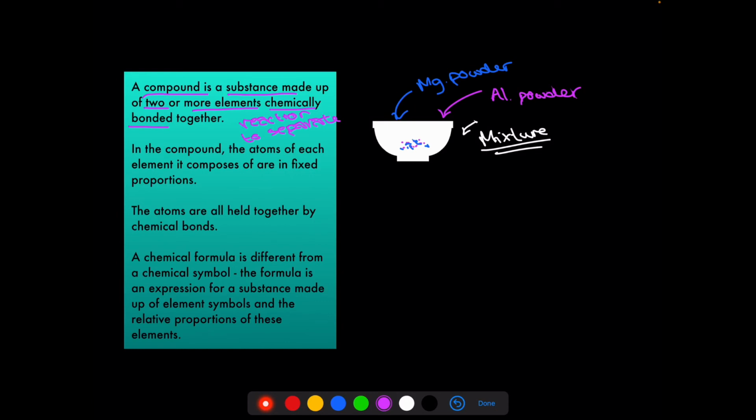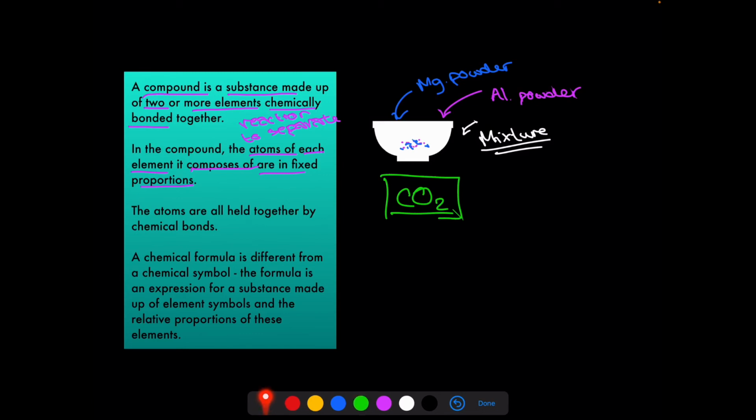Okay, and what do I mean by chemically bonded? We'll come back to that, okay? So in the compound, the atoms of each element it is composed of are in fixed proportions. So I think we need to take an example of a compound. Let's take a very common example. Let's take carbon dioxide. Definitely heard of carbon dioxide, I think. CO2 is the chemical formula. We'll come back to what that means, okay?